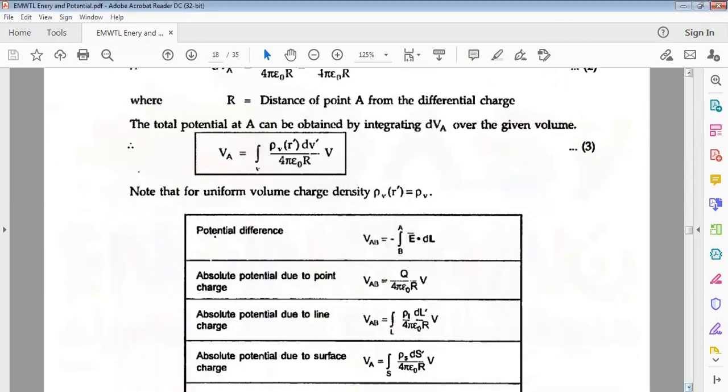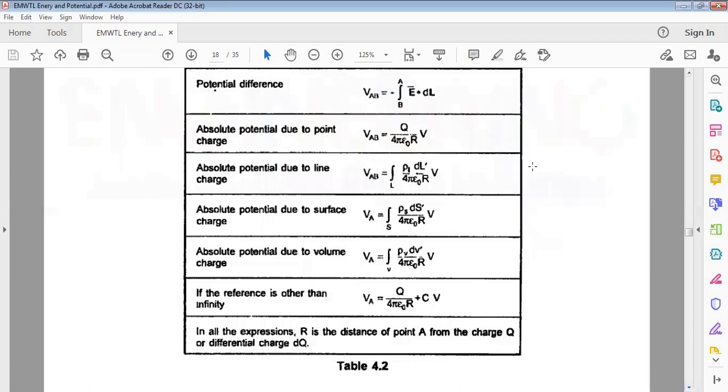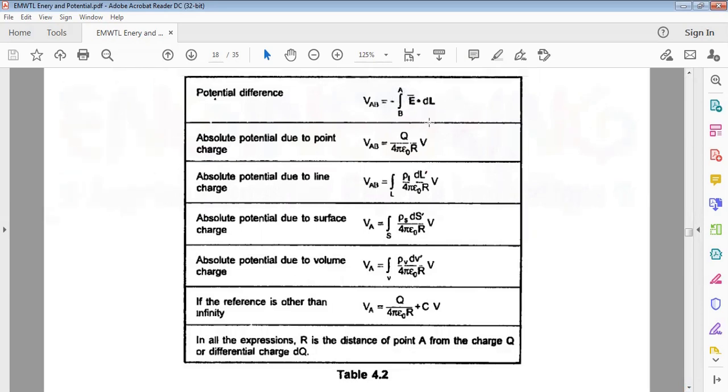So finally, you can conclude the potential. These are the potential values we derived in yesterday's class and today's class. The potential difference V is equal to minus the integral from B to A of E bar dot dL bar, where B is the initial value and A is the final value. And the absolute potential due to a point charge is V equal to Q by 4 pi epsilon naught R, in volts, my dear students.